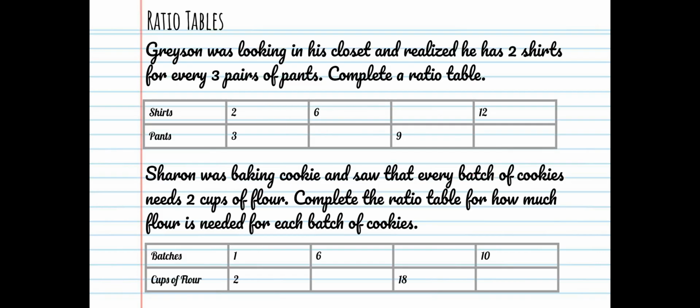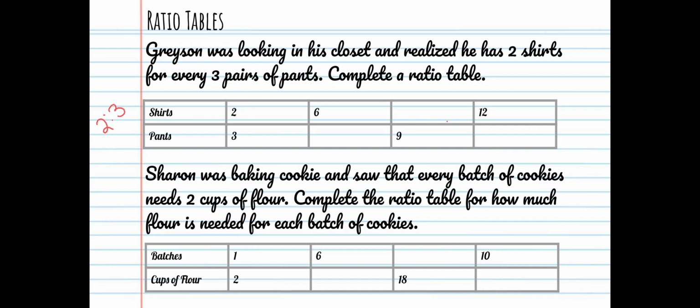Grayson was looking in his closet and realized that he has 2 shirts for every 3 pair of pants. And then it gives us a ratio table, as you can see right here. So our original ratio for this ratio table is a 2:3 ratio, which we see right here in our first column. That is the most simplified version of that ratio, so we cannot simplify that down anymore.